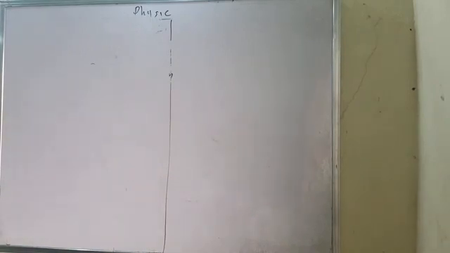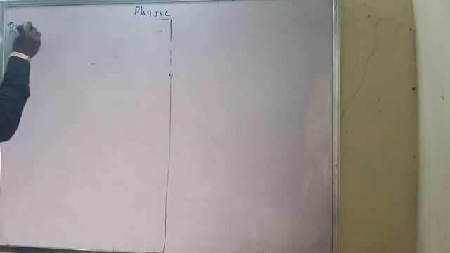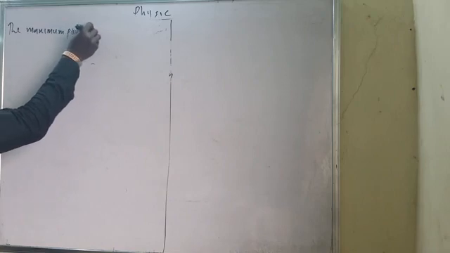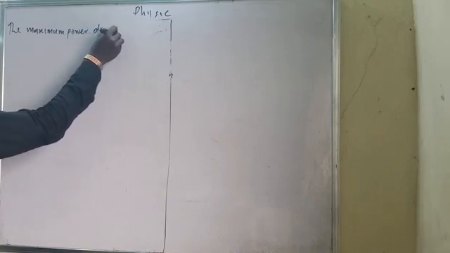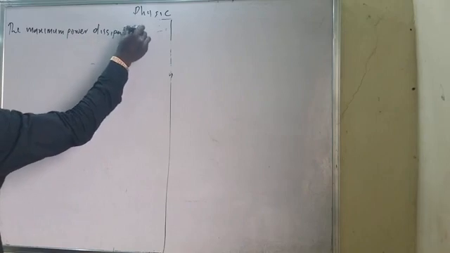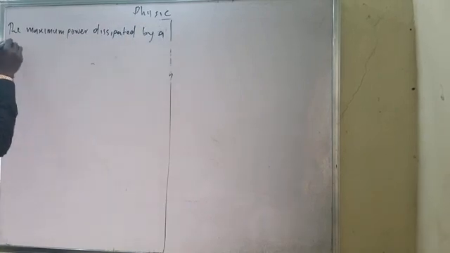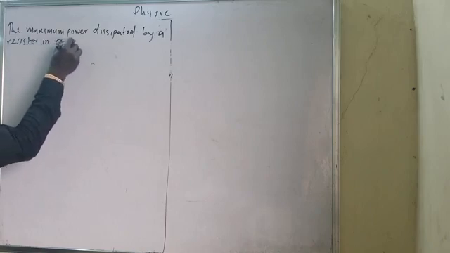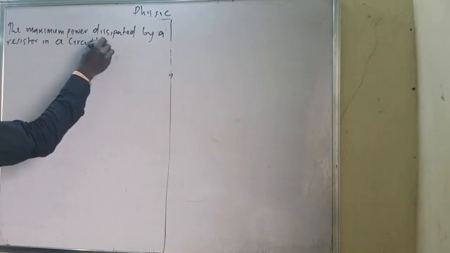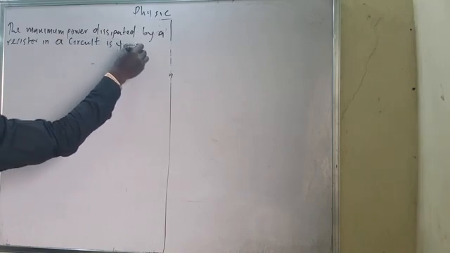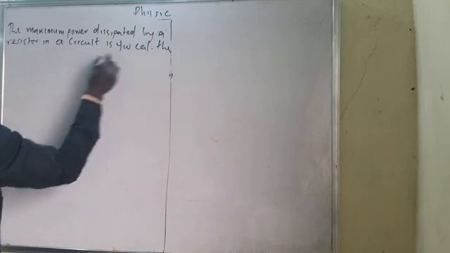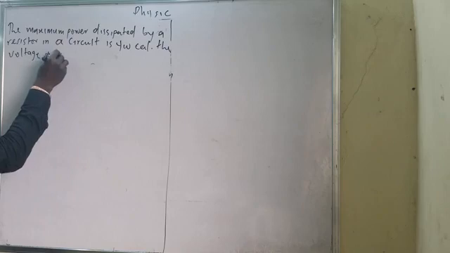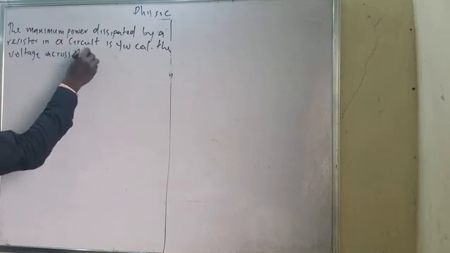I have this question also. The maximum power dispensed by a resistor in a circuit is 40 watts. Calculate the voltage across the resistor.